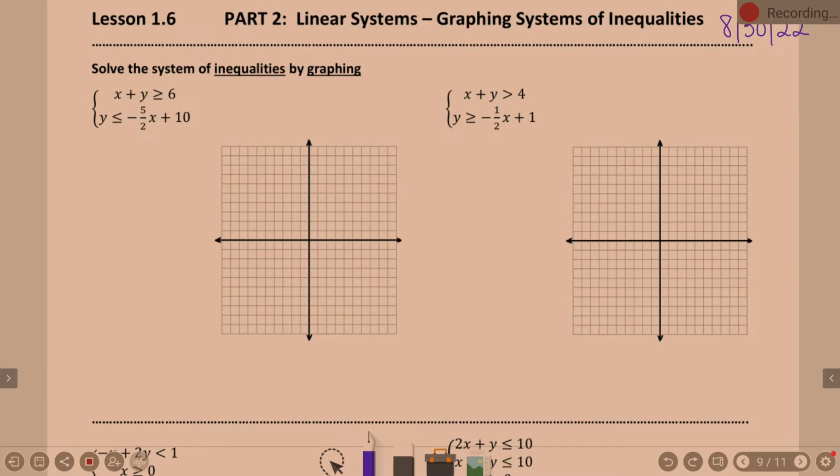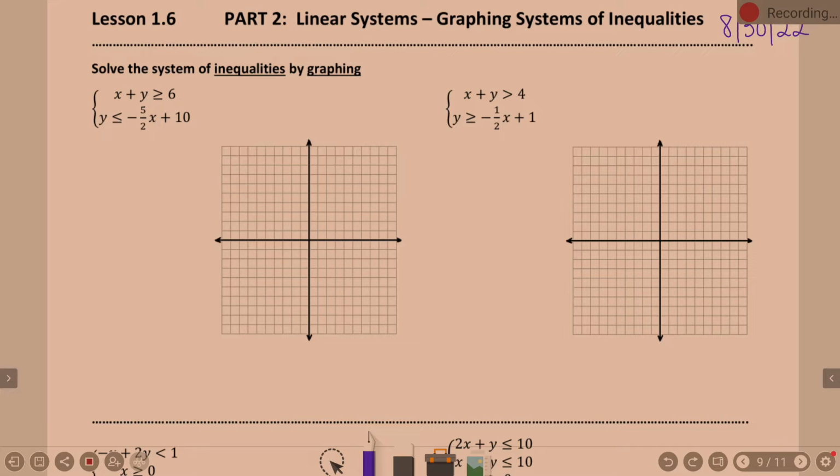Okay, so lesson 1.6, part 2, graphing systems of inequalities. In part 1, we graphed systems of equations. And when we graph systems of equations, what were we looking for? Our intersection point, yes? We graph one equation, we graph the second equation. Since they were equations, we looked for that point of intersection. Now, what changes today with systems of inequalities?